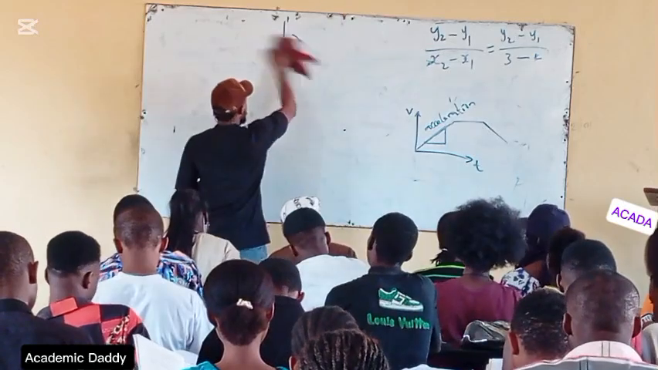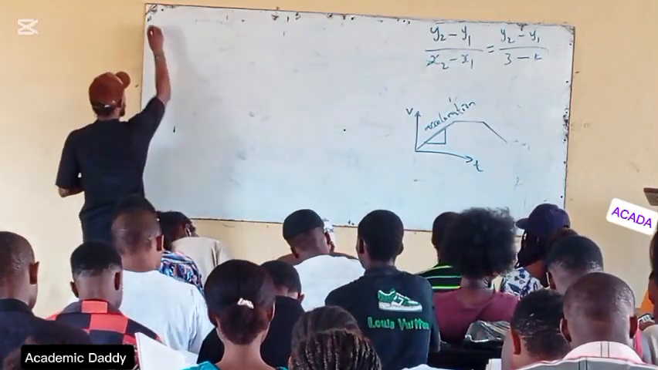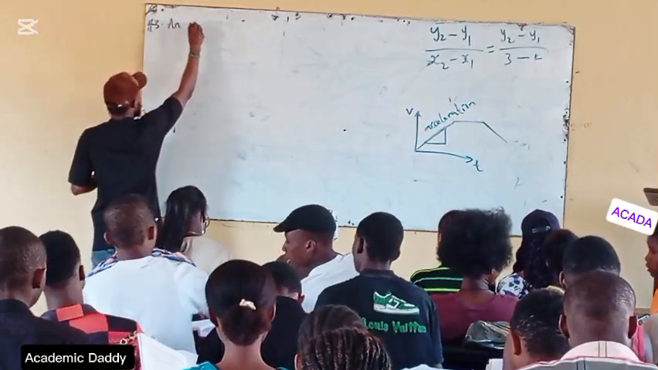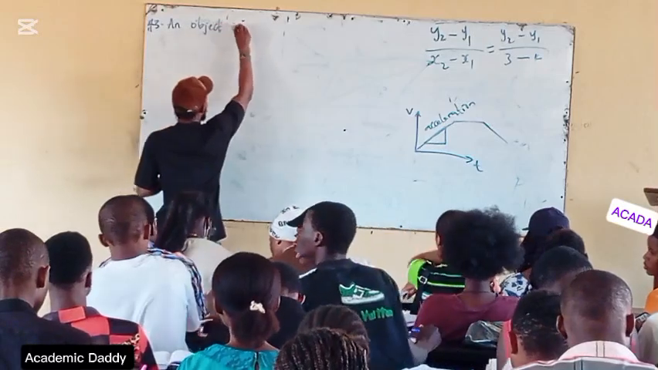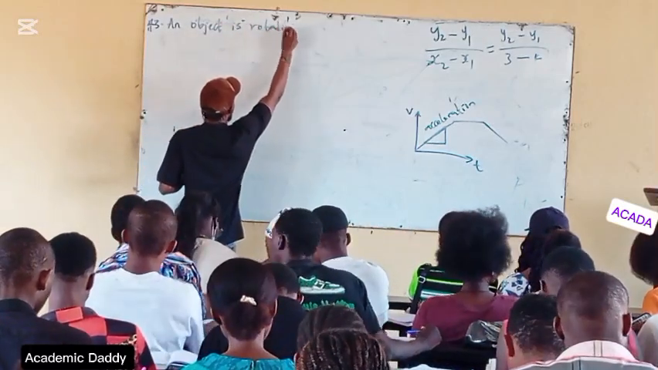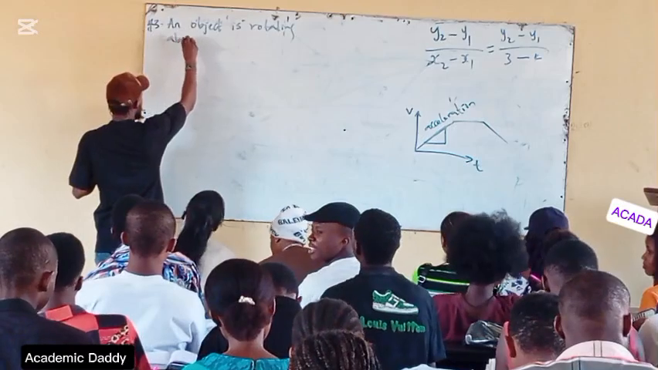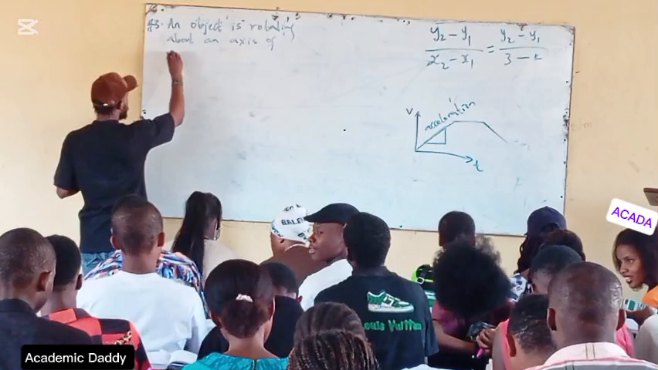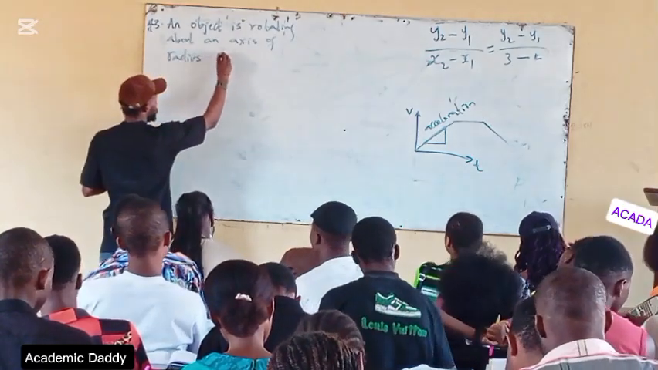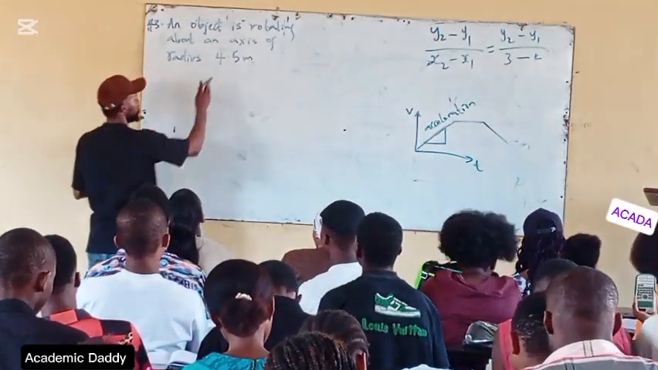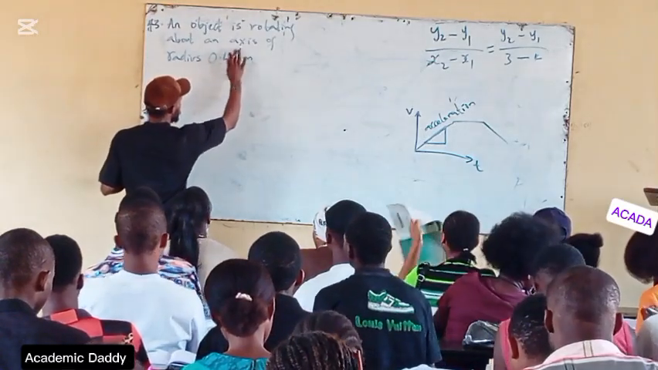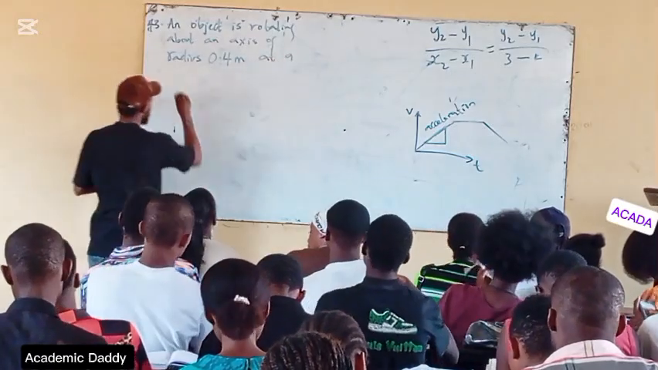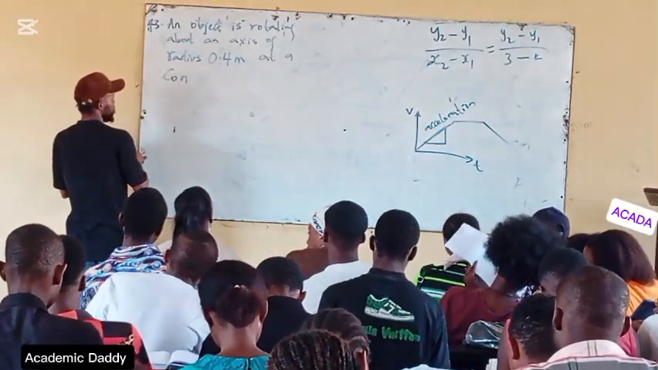An object is rotating about an axis of radius 0.4 meters, at a constant angular acceleration.